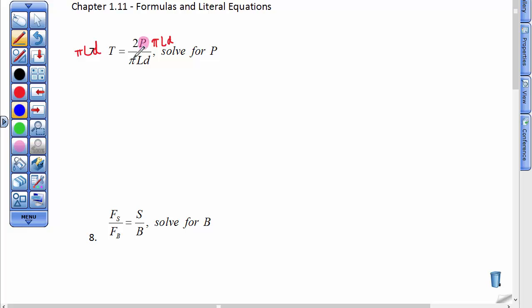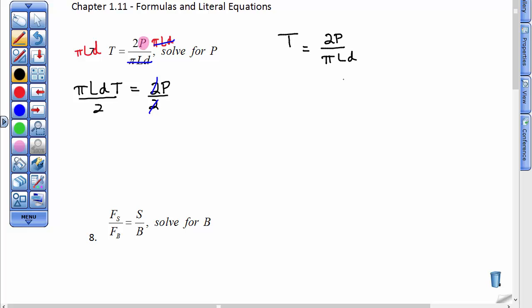And the reason for that is to get rid of this right here. So on the left hand side I have pi, L, D, and the letter T, and on the right side I have 2 times P, and I'm trying to get P alone. So now I divide both sides by 2 and I'm all done. I have got P alone. P is equal to this pi L D times T divided by 2.